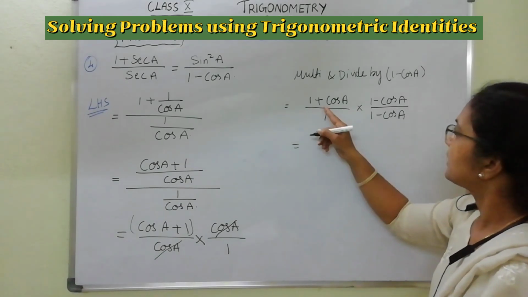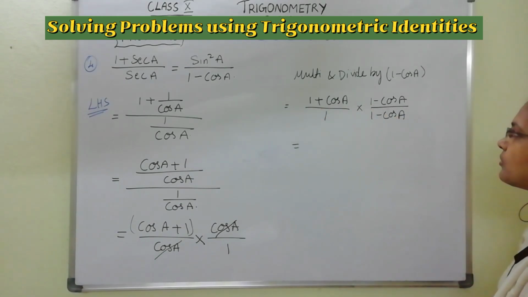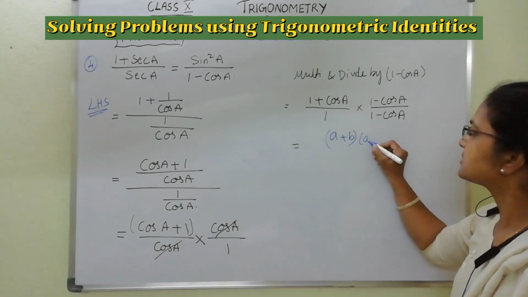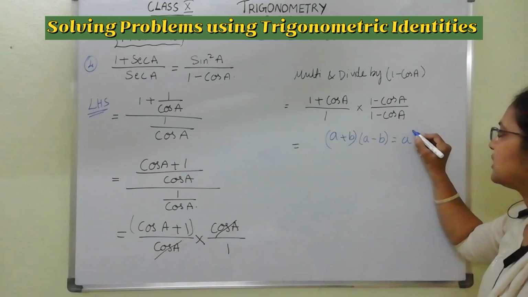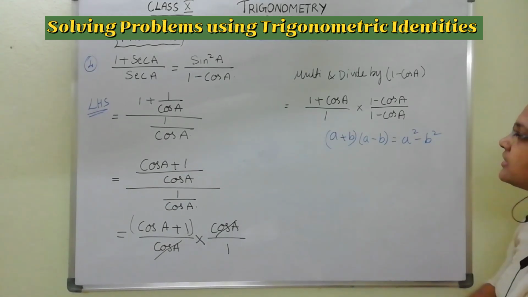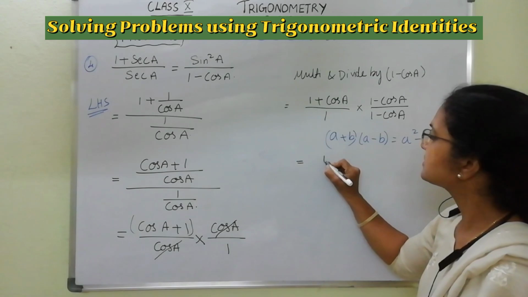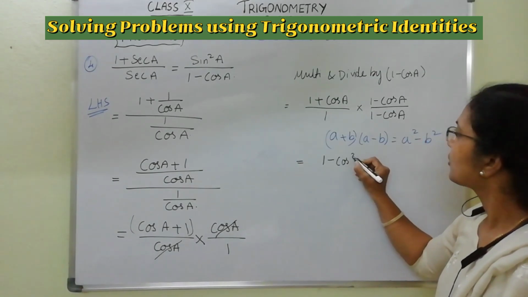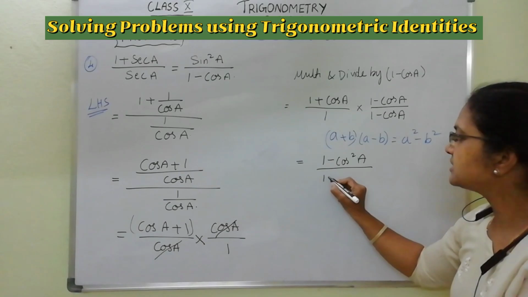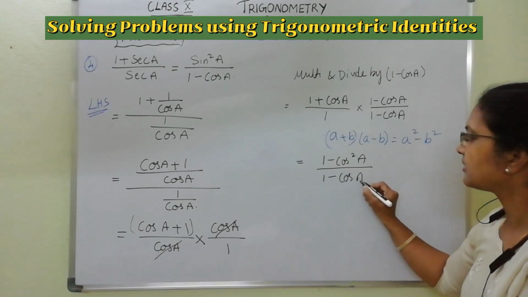Now the A plus B, A minus B formula: A plus B into A minus B is equal to A square minus B square. By applying this formula in the numerator, we get it as 1 minus cos square A by 1 minus cos A.